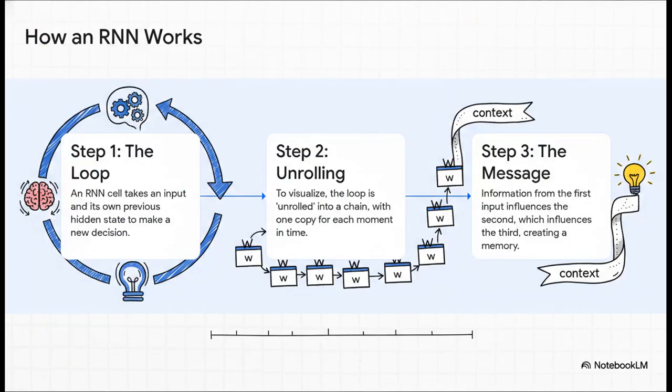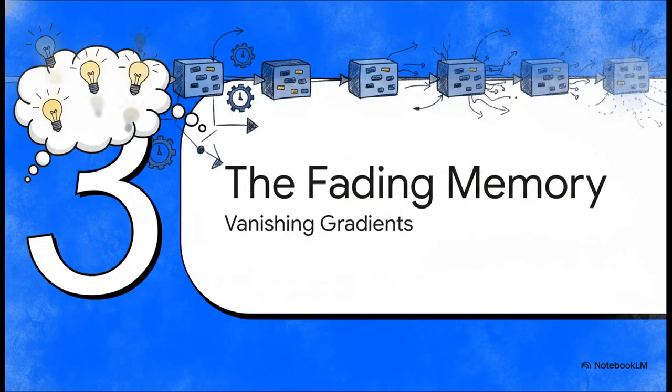Now, the best way to really wrap your head around this loop is to unroll it in time, just like you see here. Imagine each of these links is one word in a sentence. The network chews on the first word and creates that memory, that hidden state. Then it passes that memory, plus the next word, into the next step. And so on and so on. It creates this awesome chain reaction where the meaning of each new word is shaped by everything that came before it. So, this was a huge first step, right?